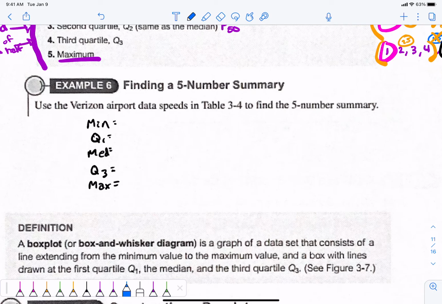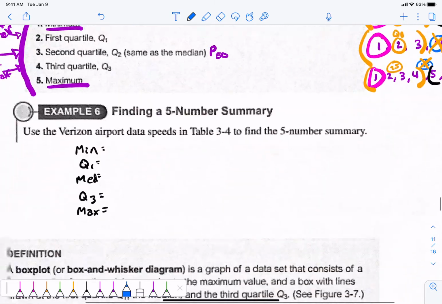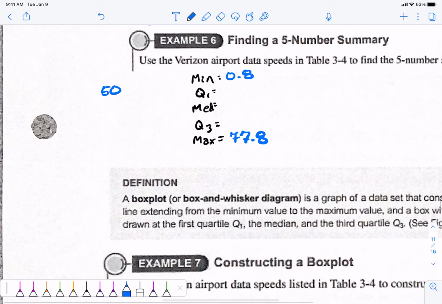Okay, what's the lowest data speed, the minimum of these 50 numbers? 0.8, and the highest is 77.8. I have 50 numbers. We're not going to do them all, right? 50 numbers is 25 numbers over here and 25 numbers over here. These would be the numbers 1 through 25, and these would be the numbers 26 through 50.